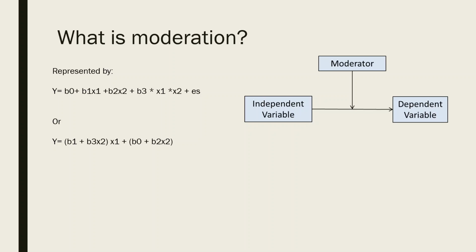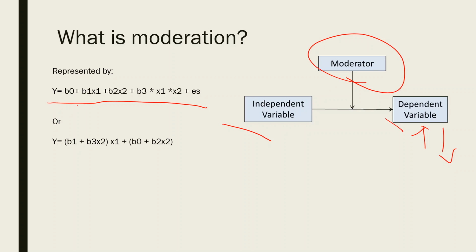So let's start out with what's moderation. Moderation is when an independent variable is moderated by a moderator variable, such that there is an additive effect, such that there's a compounded effect on our dependent variable one way or the other. Now, it's represented in the form of this equation, such that B0 and B2 are your intercepts, and B1 and B3 are our slopes. So these account for differences in the slopes and differences in the intercept. And E, of course, stands for the error.